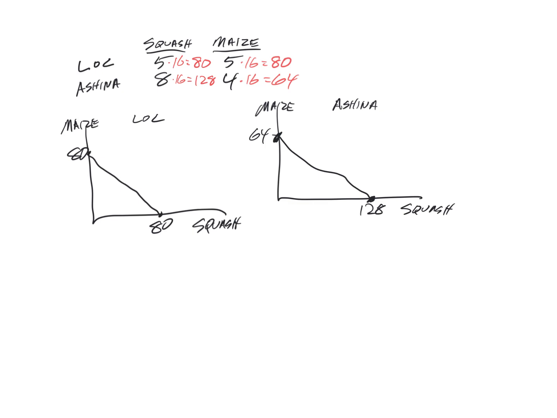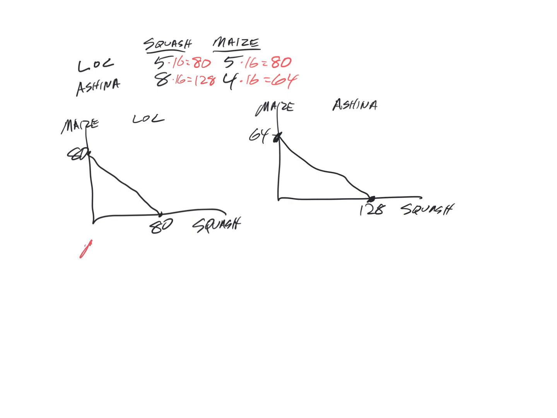Okay, so we can see right now, who has the absolute advantage in squash? Well, we can see that Ashina can produce more squash for the same inputs. The input is 16 acres of land. So Ashina has the absolute advantage in squash, but Locke has the absolute advantage in maize. So we've got 80 versus 64. Okay? Now, as far as the opportunity cost, who has a comparative advantage?